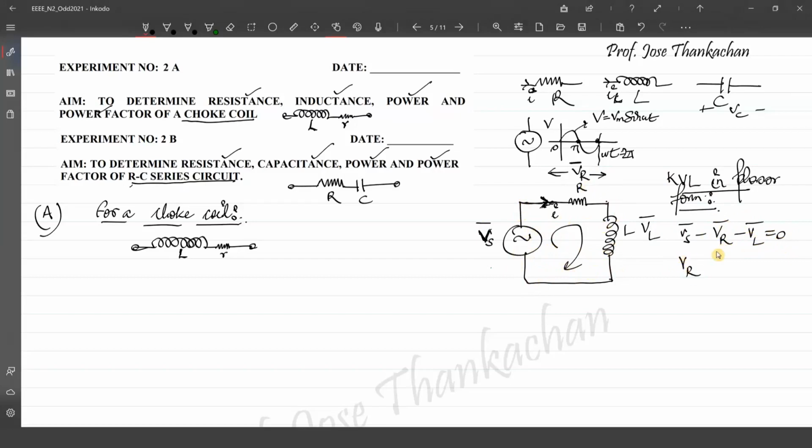But what is VR, the voltage across the resistance? This is nothing but I into R, where R is a scalar quantity but current is a phasor quantity here. Similarly, what is VL, the voltage across the inductor? How will you write it for an AC quantity, the voltage across the inductor? Can anyone tell? I into impedance, IZ.